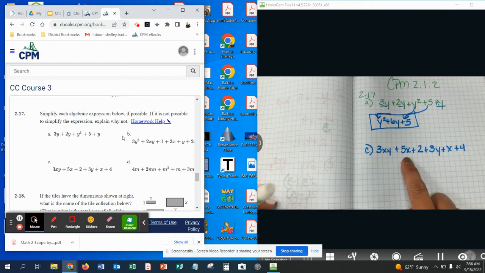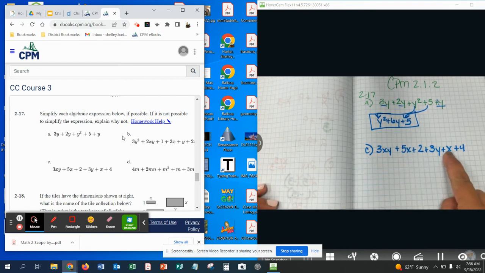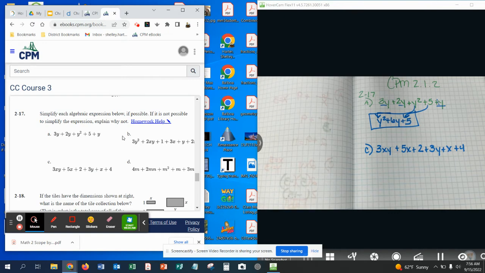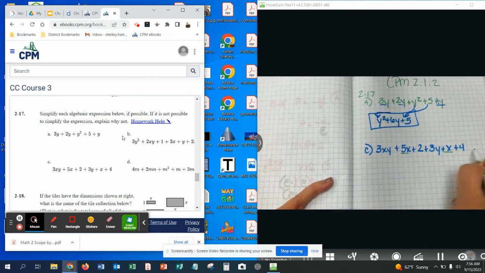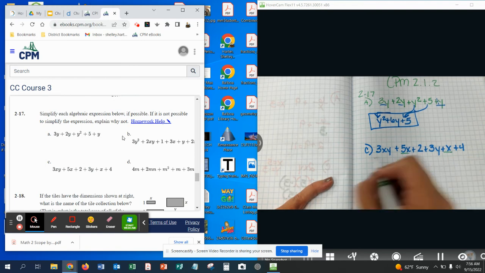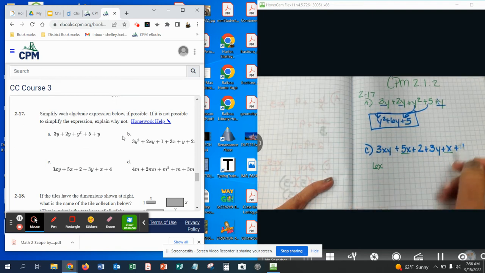Let's go for the x's. Do we have other x's? Yes, we do. It's right here. So we're going to combine those. Here's a like term. Here's a like term. I'm going to rewrite it. 5 plus 1 is 6x. So that's gone. We can actually mark that off if you like.